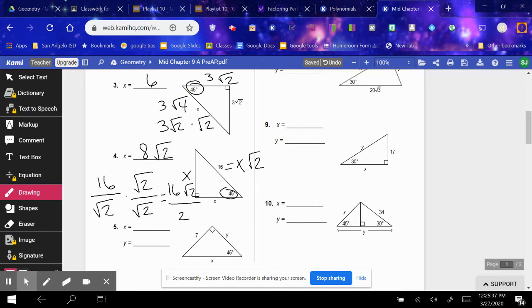Number 5, another 45-degree angle here. So we have another 45, 45, 90 triangle. Y is the same as our other leg, which is going to be 7. Okay, to find the x, that's our hypotenuse, so we have to take the side length and multiply by the square root of 2.